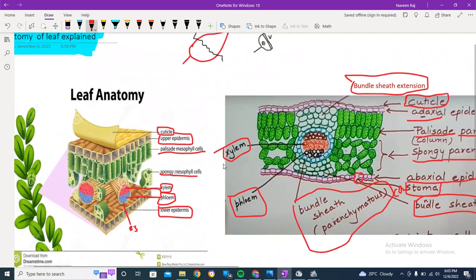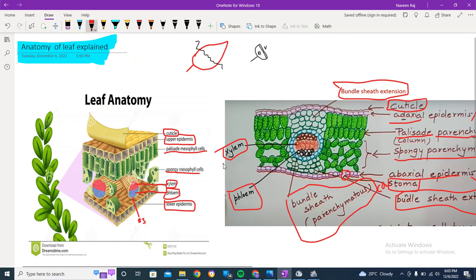This was a simple overview and anatomy of the leaf. It was a basic one, but I hope that this has made you learn a lot.